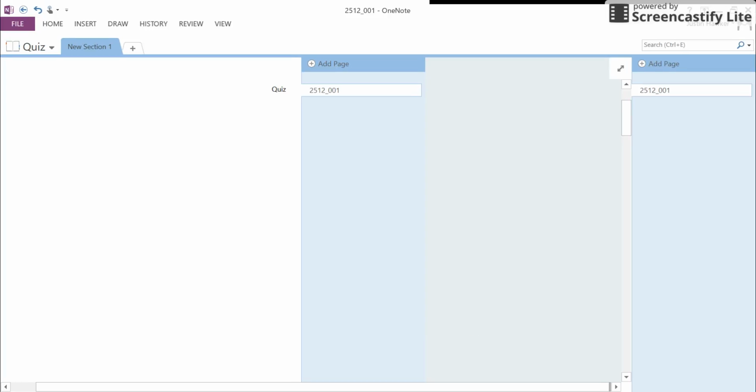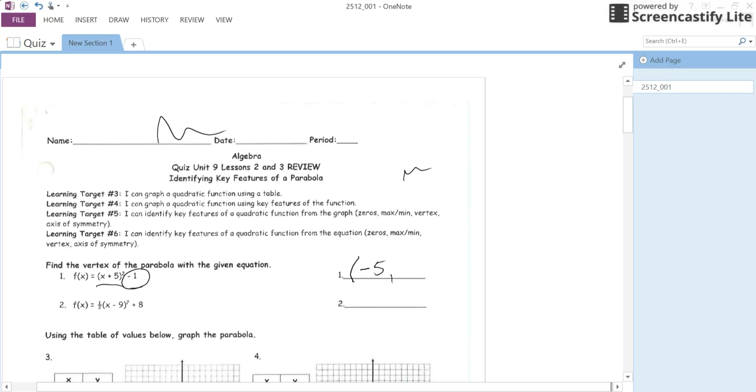All right, so number one, find the vertex of the parabola within the given equation. So for this, since this is in vertex form, and it has these parentheses here, I'm going to take the opposite of the number inside the parentheses, so -5, and then right here is the y coordinate, so -1. All right, for 2, again in vertex form, so the opposite of what's inside the parentheses, and exactly what's outside. So it's just 9/8.